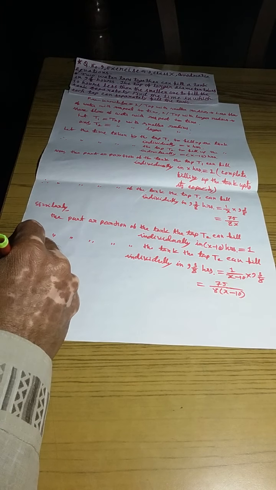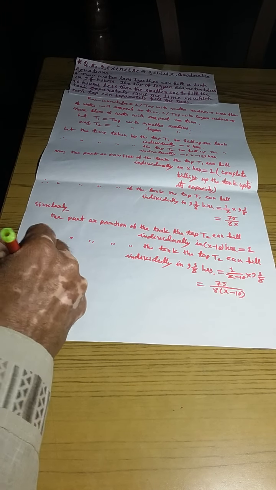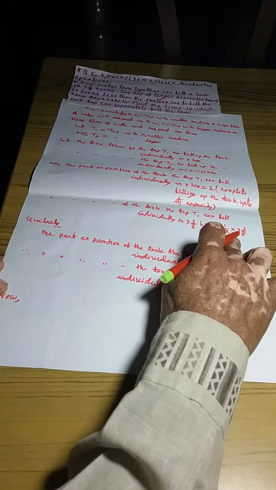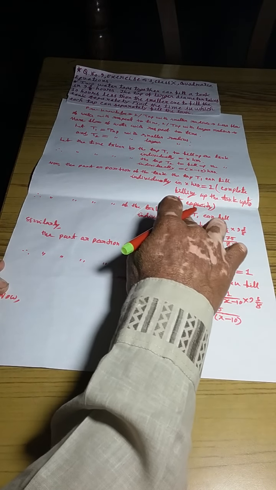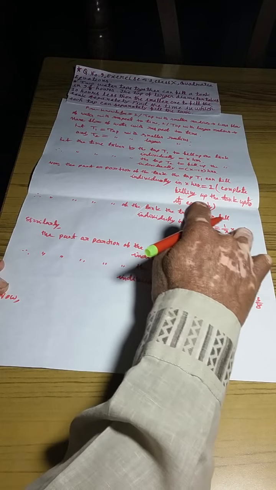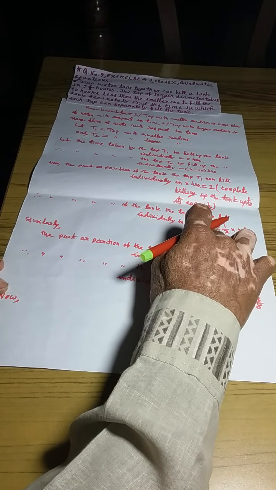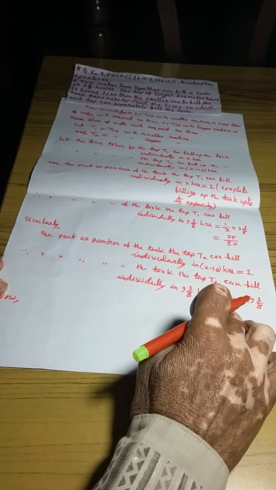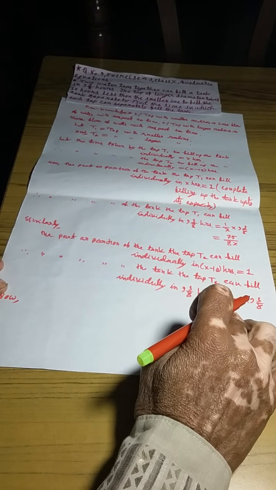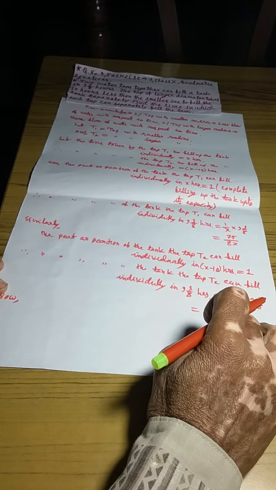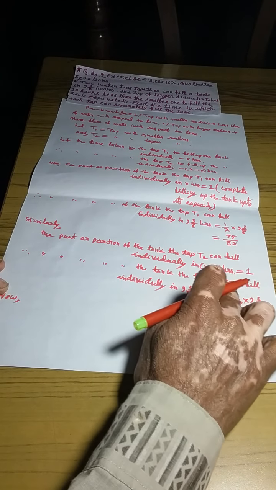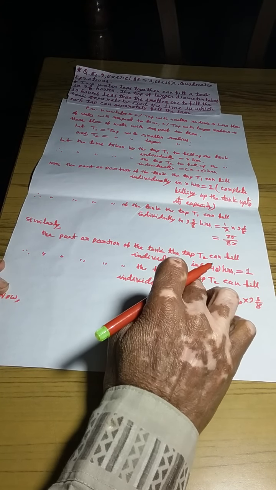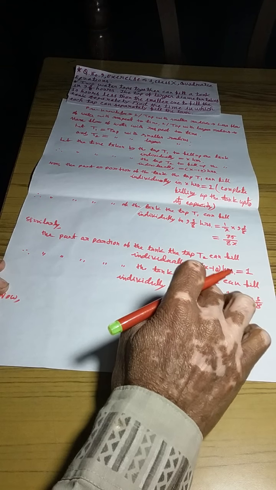Now after this, write in this way. Now this part 75 by 8x, which is the part or portion of the tank that tap T1 can fill individually in 9 and 3 by 8 hours, and the part 75 by 8 into x minus 10, which is the part or portion of the tank that tap T2 can fill individually in the same time, 9 and 3 by 8 hours.